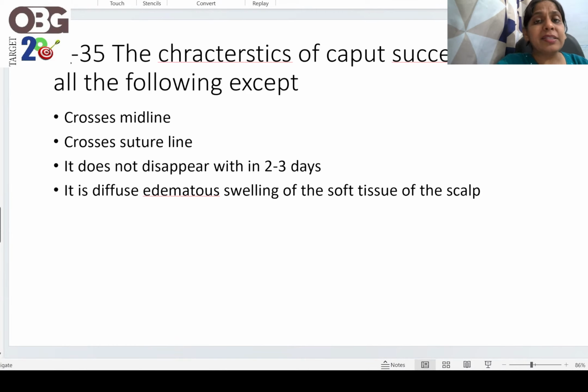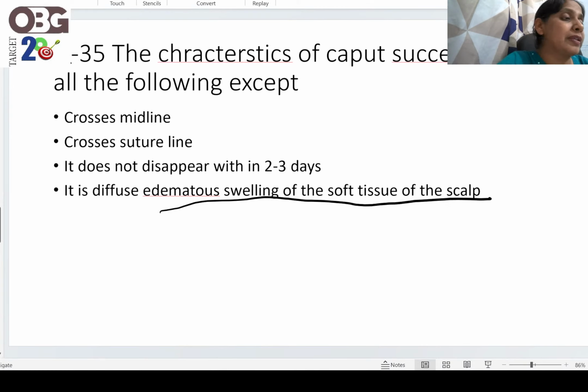Okay, the characteristic of caput succedaneum is all of the following except beta. The caput succedaneum is the swelling of the soft tissues of the scalp.